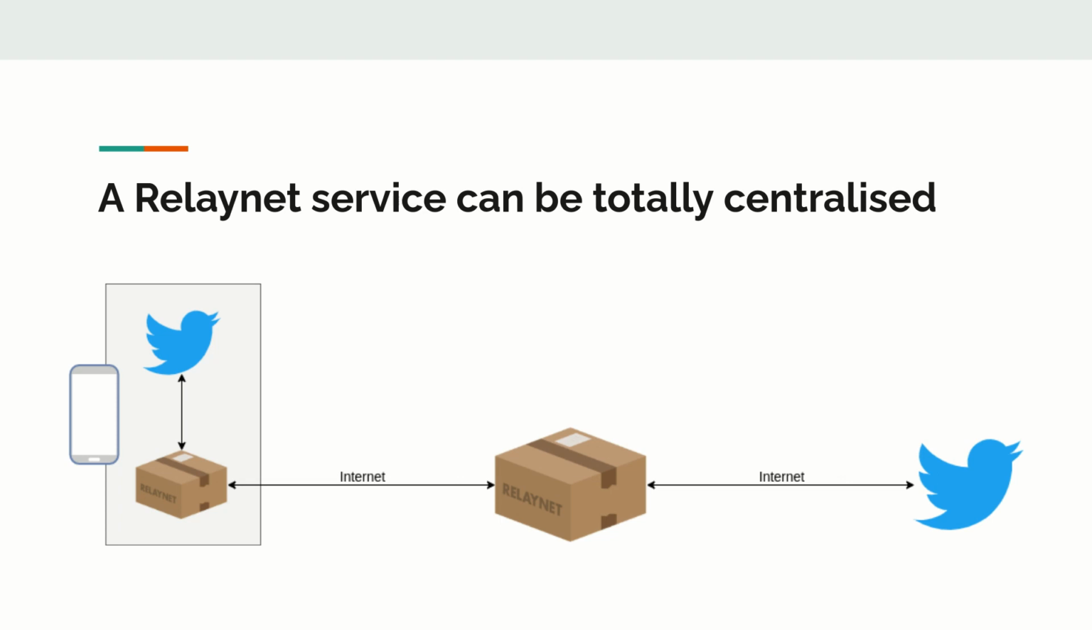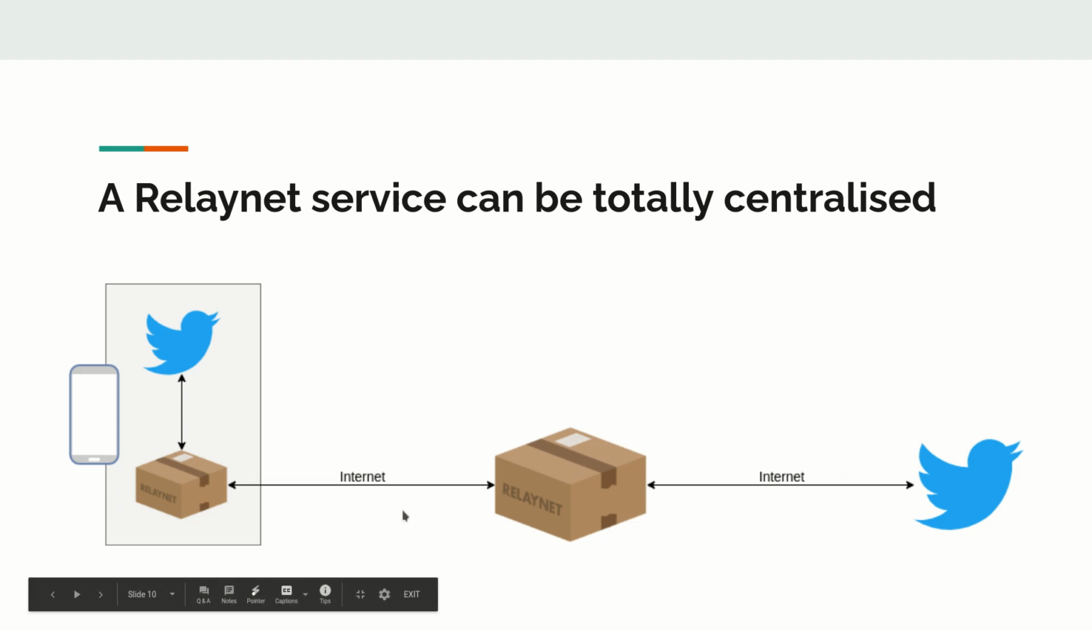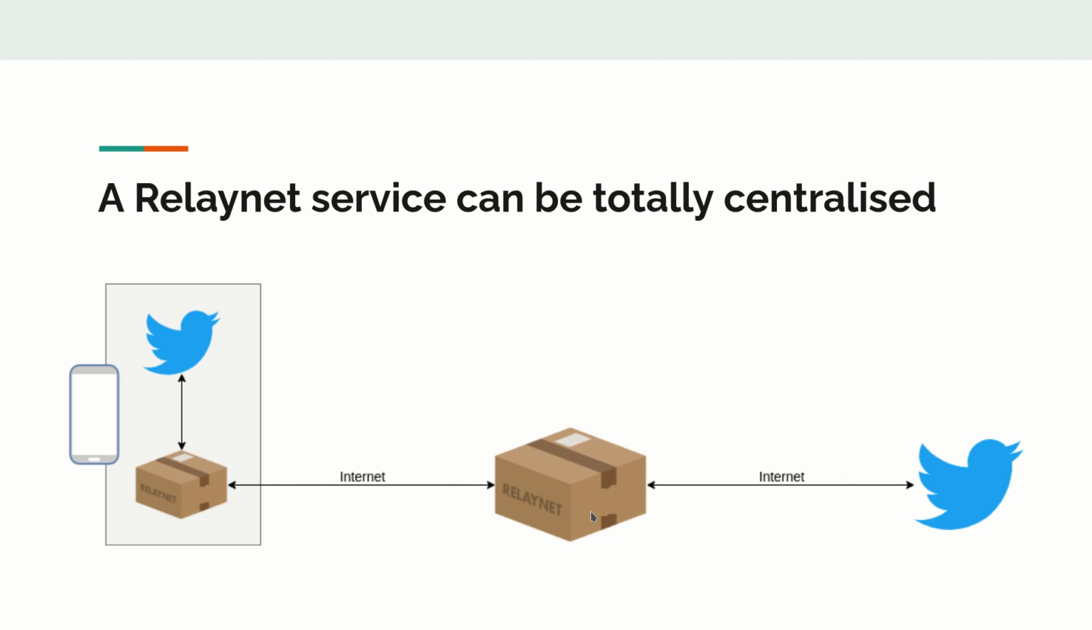This is essentially the architecture of all the communication that will be taking place between that Twitter app on my phone and the Twitter server. Typically, if we were using the internet, the Twitter app would be directly communicating with the Twitter server, making HTTP requests to api.twitter.com. That is not the case with Relaynet. Instead, the two are going to communicate via these two Relaynet brokers, which we call gateways.